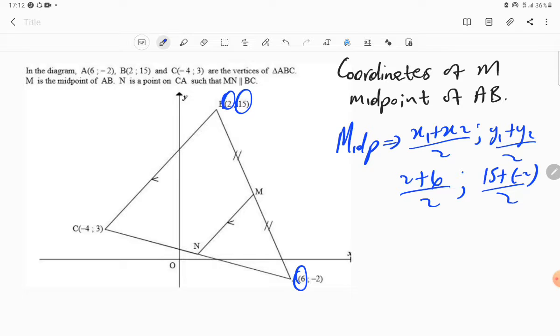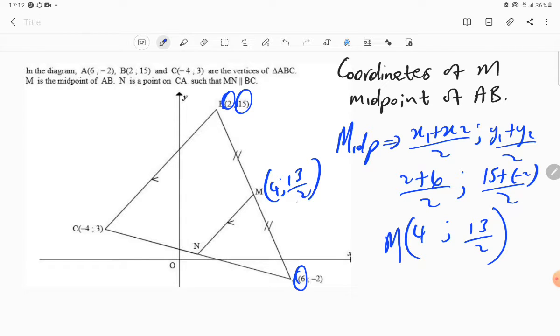Then y1 is 15, and y2 is negative 3, divided by 2. So 2 plus 6 is 8, divided by 2 is 4. Then 15 minus 2 gives 13 over 2. These are the coordinates of M, the midpoint: 4, 13 over 2. And of course they both have to be positive because this is the first quadrant. So we are done for that one.